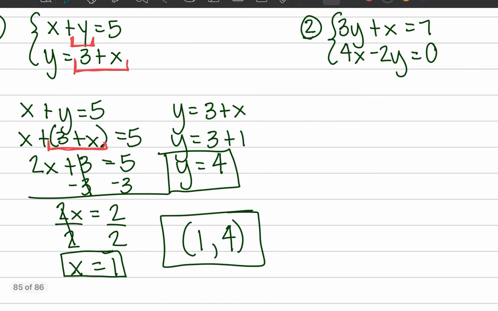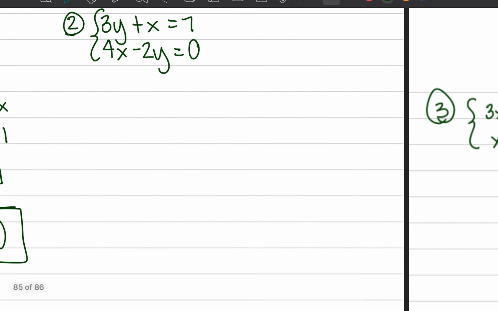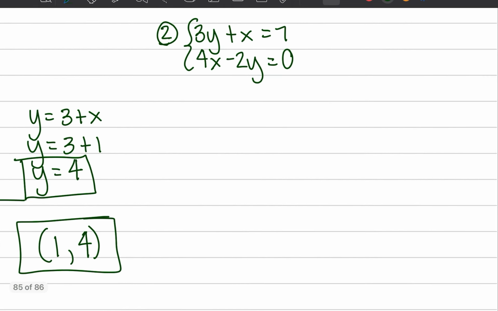We're going to go ahead and do number 2. So for number 2, again, our first step is we're going to go ahead and choose which of these 2 equations we're going to solve for a variable. So looking at our variables, the only one that doesn't have a coefficient is x, so it would be easier to isolate that variable because we have less manipulation in our equation to do.